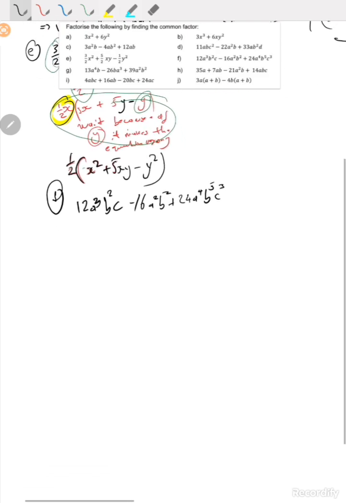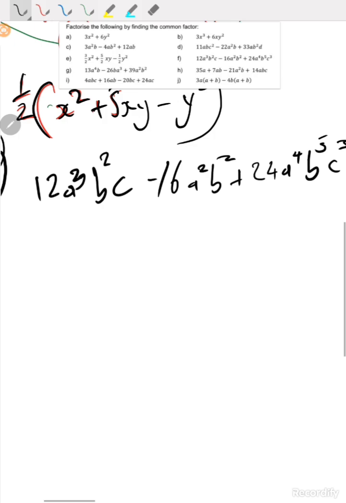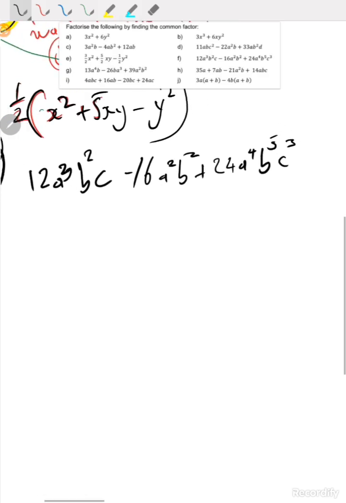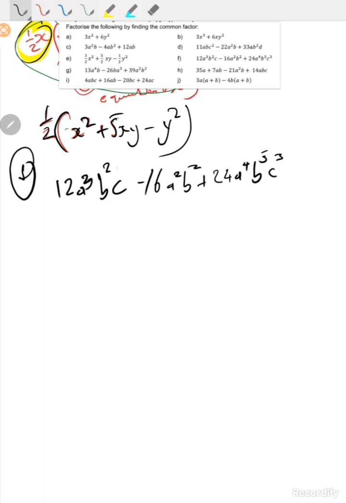So the last one on this factorization, because I don't want to make the video too long, is that we have 12a cubed b squared c minus 16a squared b squared plus 24a, now here we have 4. Then okay, that's it. Then here you have to get the common factor. First thing, you have to check everywhere. Do you have? We have ab, meaning that our ab is the common factor.